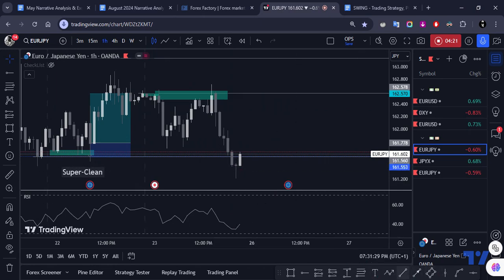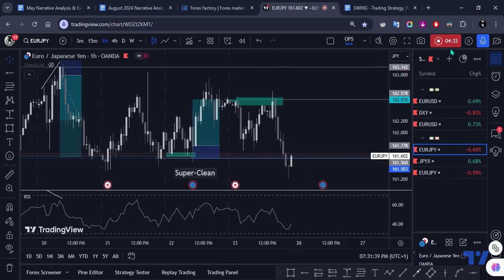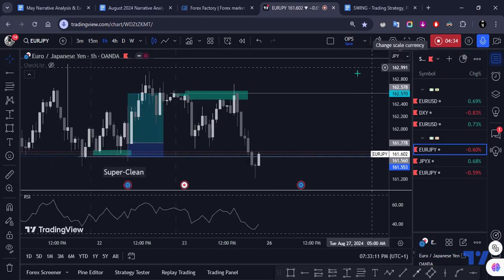How many pips move? Let's check that. Over 100, over 130 pips move. So give me some minutes. Let me check out. So welcome back.